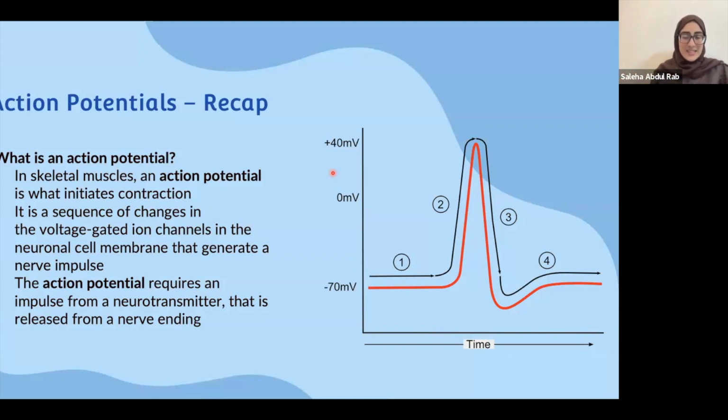So in this case, these action potentials need an impulse from a neurotransmitter that is released from a nerve ending. It has to come from somewhere. They don't just happen on their own. But we know that in the heart, action potentials occur on their own. So there must be something different, right? Just keep that thought in your head.